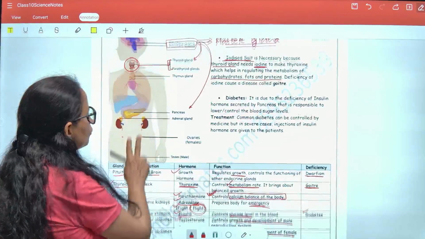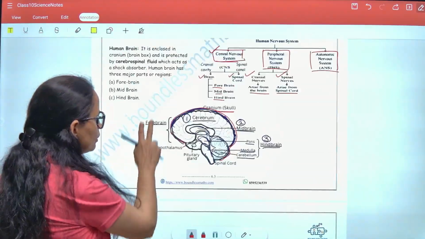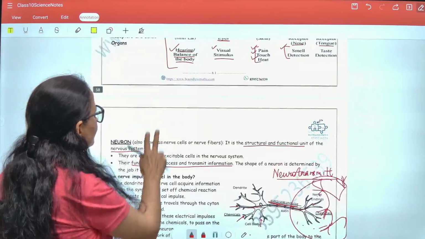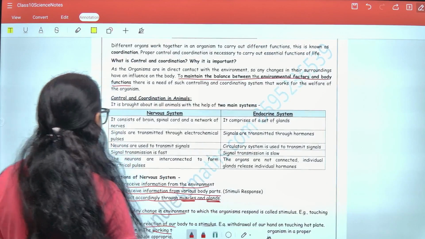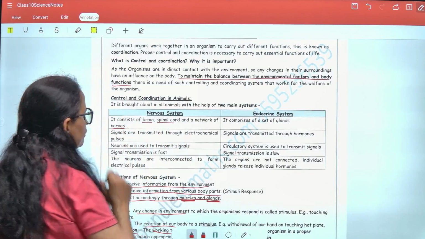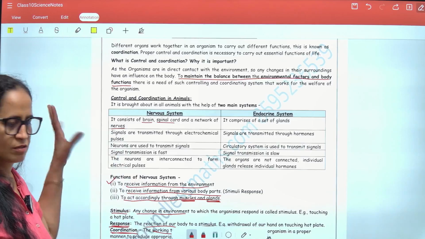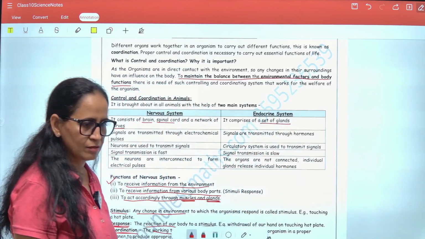Now we have gone through both the nervous system and the endocrine system, so we understand how they work, and now let's look at the basic differences between the two systems. The nervous system consists of the brain, spinal cord and a network of nerves. Yes, we have seen all these three parts. The endocrine system consists of a set of glands, right?